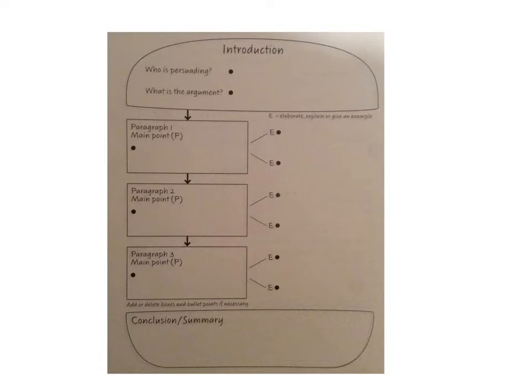You have to think of who is persuading and what's the argument that you're trying to persuade people about. So the person who is persuading is me, and I'm going to give a little bit more detail than that. So when I write my speech, I'd say my name, but I'm also going to say my age and that I'm at Ashu School. And my argument that I'm trying to persuade people about is that we should do more sports at school.